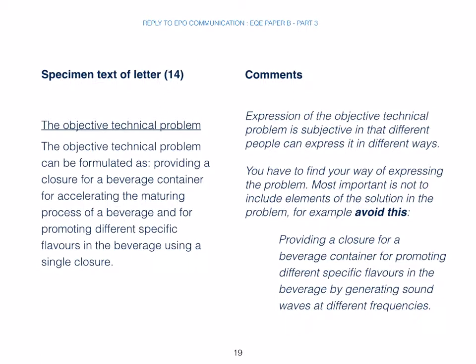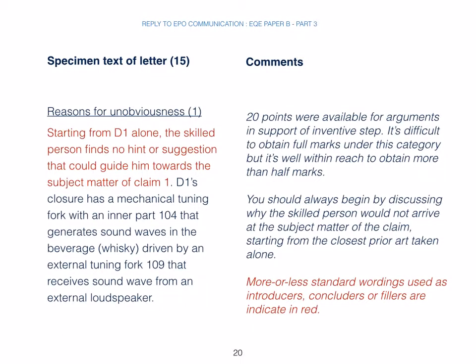Having stated the problem, we start on the reasons for unobviousness, or support for inventive step. Major credit is available for the arguments in support of inventive step. 20 points, in fact, were available for this segment of the answer. In my opinion, it's difficult to obtain full marks under this category, but it's well within your reach, or most candidates' reach, to obtain more than half marks, meaning if you do that, you'll be on your way to passing the exam.